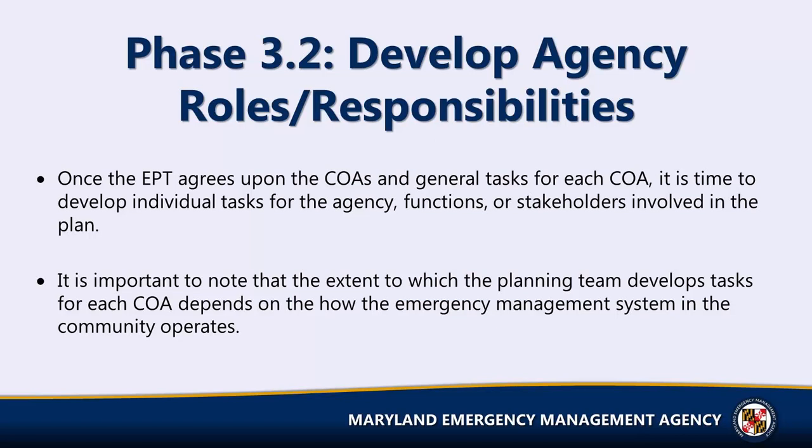It is critically important to assign tasks to agencies or functions that have the ability to carry out the assigned tasks. It is also important to note that the extent to which the planning team develops tasks for each COA depends on how the emergency management system in the community operates. Like all other components of the planning process, this step should be tailored to meet the needs of the community. The key, however, is ensuring the critical operational partners are a part of the conversation and at the table as the plan is developed.